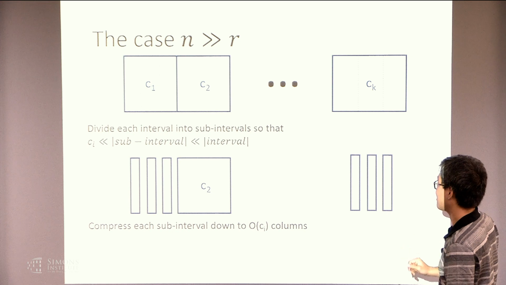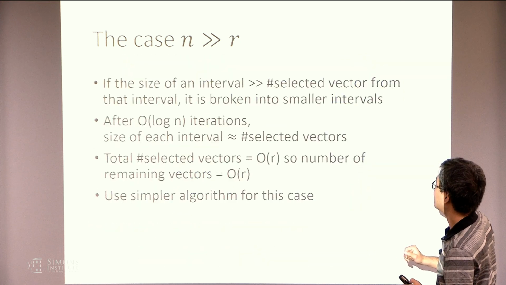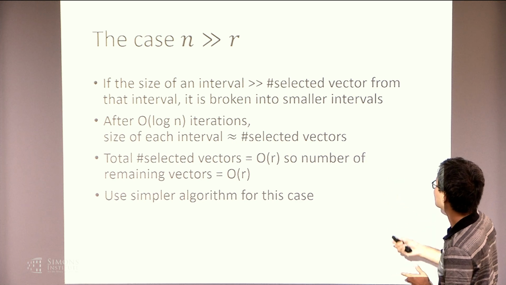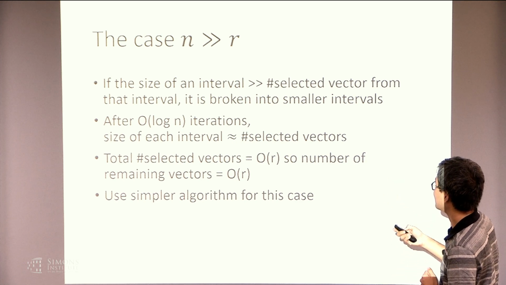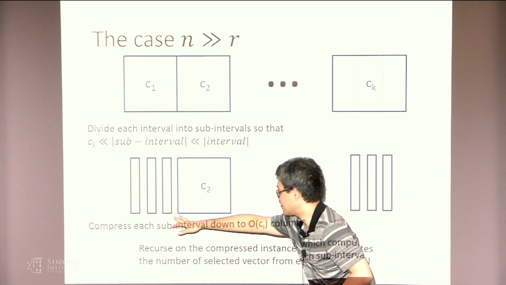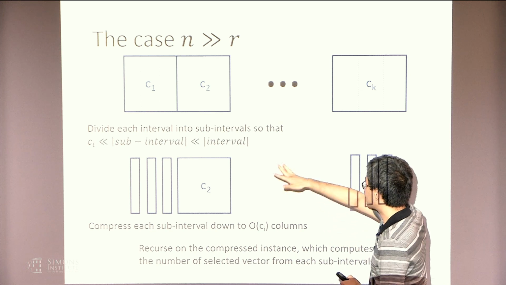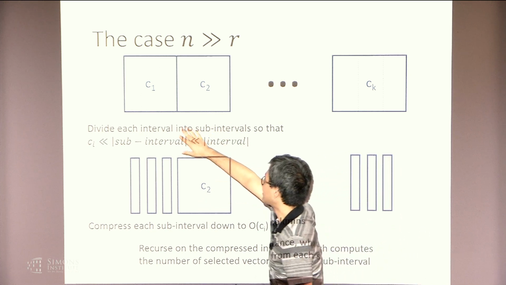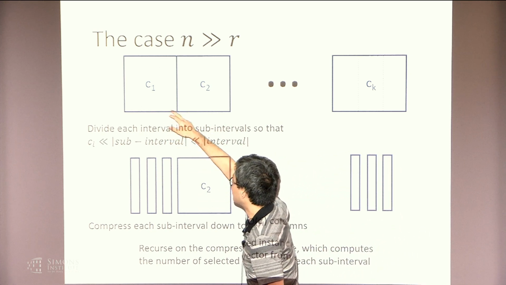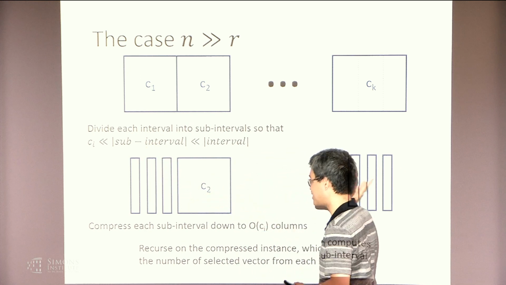So that is a basic strategy. And because of the size of the intervals, if an interval has very few elements that are being selected, I can compress them using rank sketching. So you can break them up into sub-intervals and compress each of them, and then solve the sub-problem on the compressed intervals.